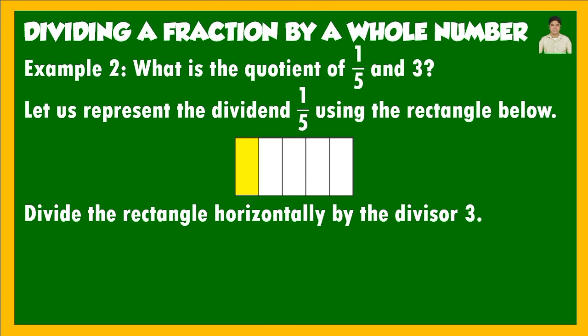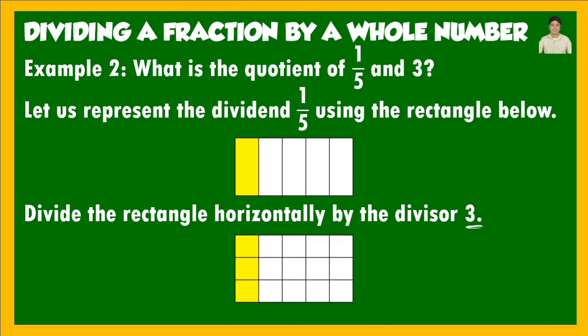Next, divide the rectangle horizontally by the divisor 3. So, just like the previous example, ganun pa rin dito. Kaya lang, ang pag-divide po natin doon sa rectangle horizontally is based po doon sa divisor. On the previous example, our divisor is 2. That is why we divided the rectangle into 2 equal parts. So, dito naman, divisor is 3. So, we have to divide the rectangle into 3 equal parts. And ito po siya. Ayan. Hinati po natin siya horizontally into 3 equal parts. So, you can see, nakahati po yan, pantay-pantay.